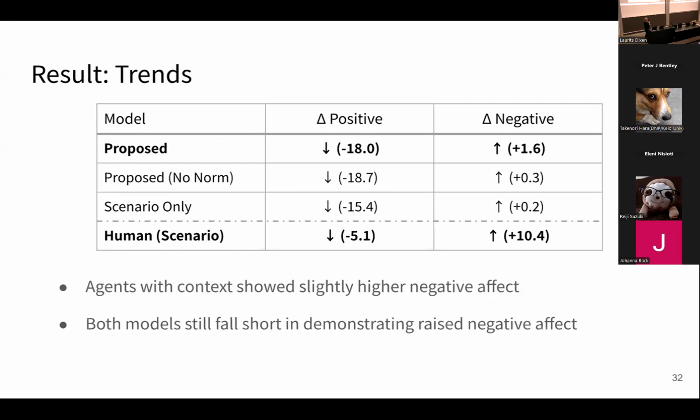Then we compare our proposed architecture with the same architecture with no context and the scenario only, without the episodic memories, and the human responses. The key result we found is that there was an increase in negative affect using the norm. Both models still fall quite short in alignment, but we found the increase in negative affect quite important, because large language models are fine-tuned to be really positive-responding models. So we thought this increase was quite significant compared to the other two so far.